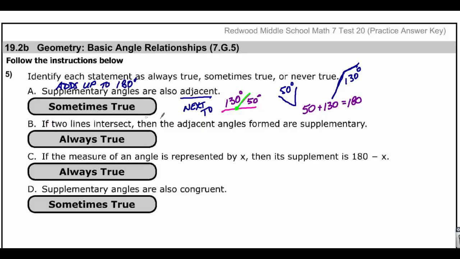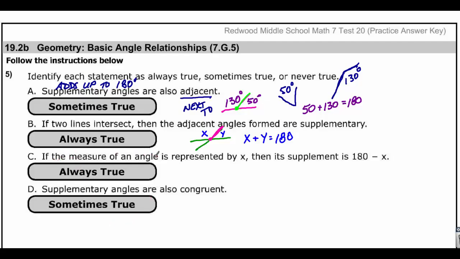B, if two lines intersect, the adjacent angles are supplementary. Well, yes, if you have two lines that cross, so if I have a line and a line, and I call this angle X, and I call this angle Y, X plus Y are going to equal 180 degrees, and X and Y are adjacent because they share that vertex and that side.